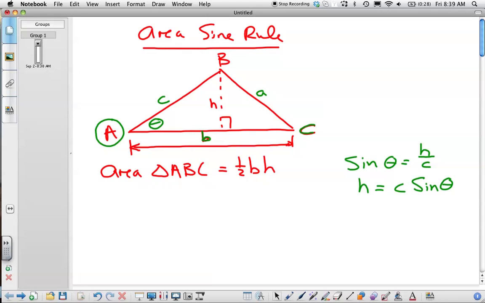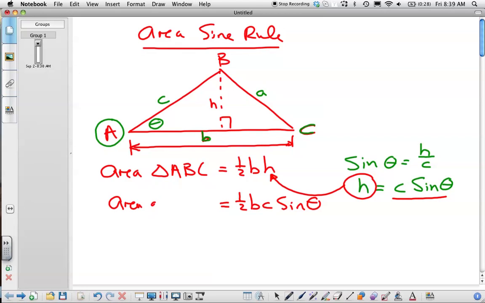Now I see that I've got an H there, so I can replace H by C sine of theta. Instead of writing it like this, I can write this as 1/2 B, and then instead of writing the H, I'm going to write the C sine of theta. And then we have a new formula. The area of triangle ABC is equal to 1/2 BC sine C.